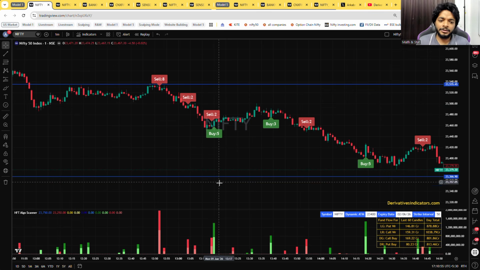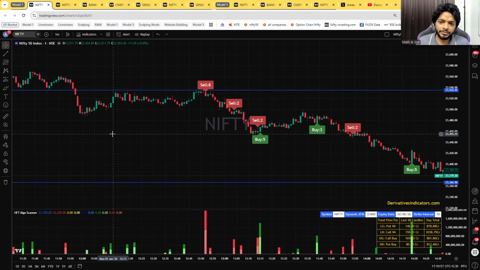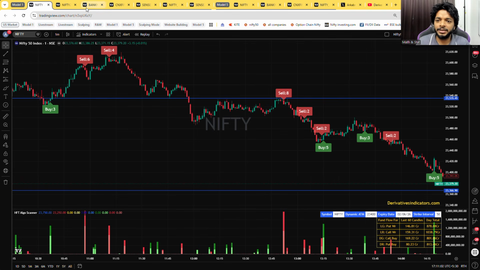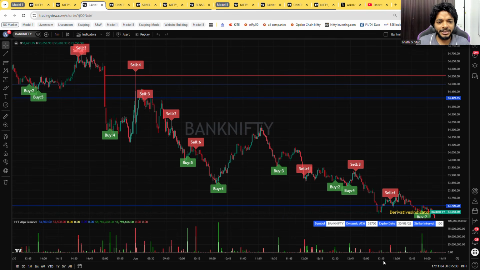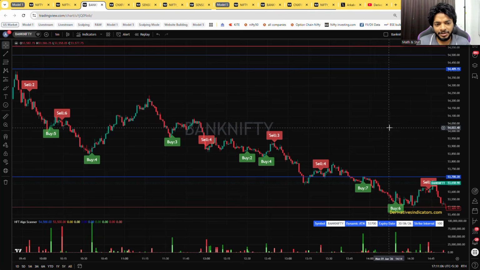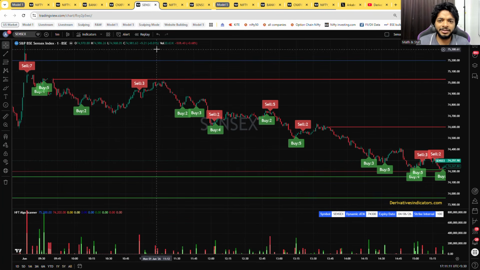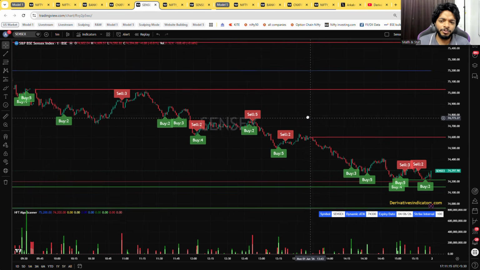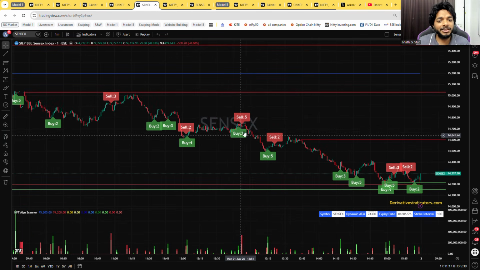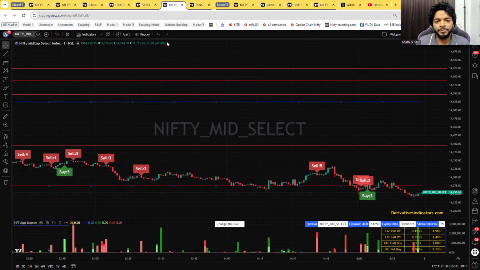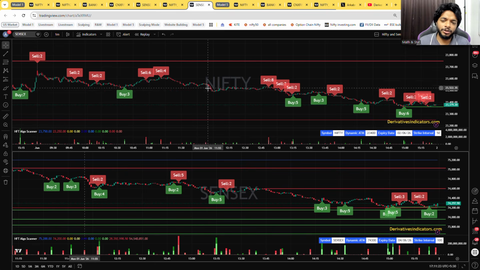Now the main thing is that this not only works in Nifty, it also works in BankNifty as well. You have a similar setup in BankNifty also. In FinNifty also it's there, but it's better to avoid FinNifty, because very few positions are formed in FinNifty. Even in Sensex you have the setup, so you can go for Nifty Sensex.